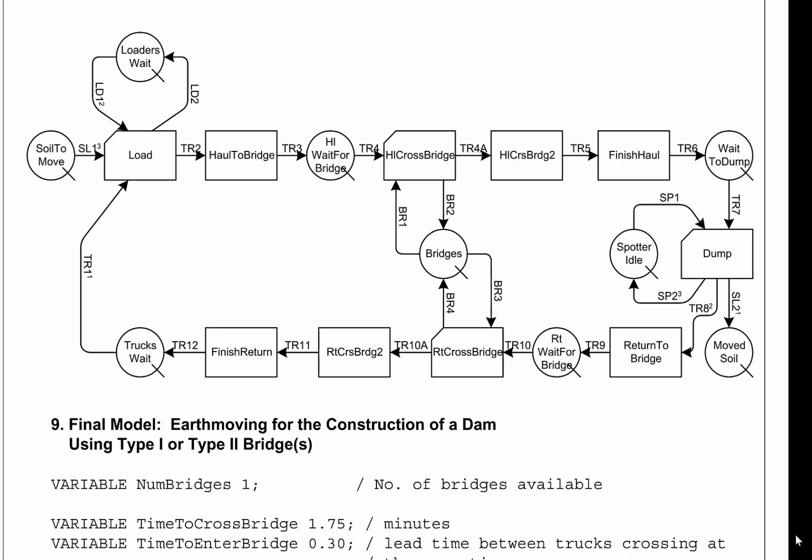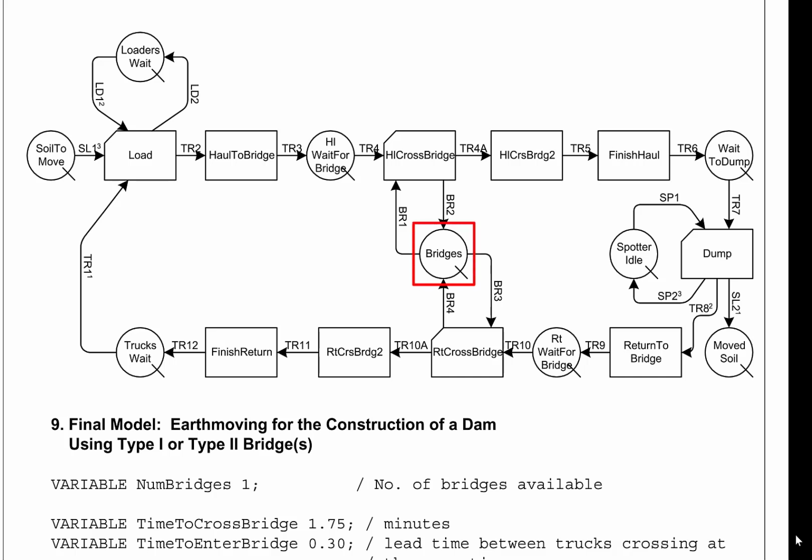To model this, the activity haul cross bridge is broken into two parts. The first part is still called haul cross bridge, and the second part is called haul cross bridge 2. The first part takes 0.3 minutes, and the second part takes the remainder, which is 1.45 minutes. Similarly, return cross bridge is also broken into two parts. Return cross bridge takes 0.3 minutes, and return cross bridge 2 takes the remainder, 1.45 minutes. Consider the situation where we have one bridge of type 2.